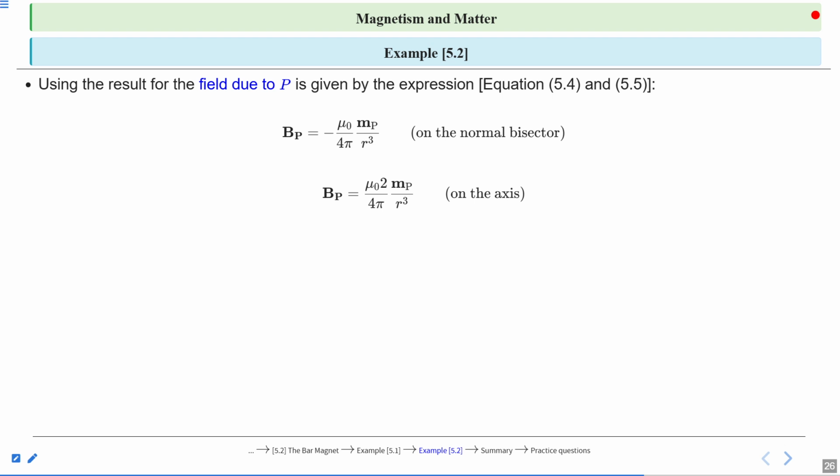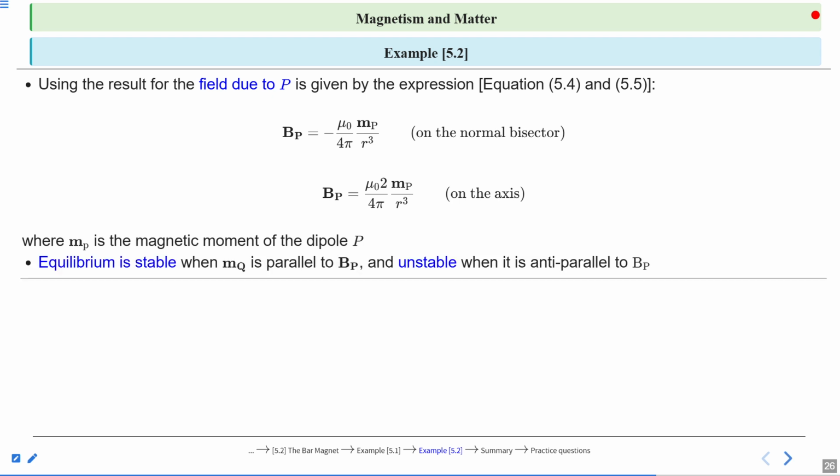And the above expression is for the normal bisector. The magnetic field at the normal bisector is given by this, and the magnetic field on the axis, along this magnetic dipole moment of P, is given by BP equal to mu naught 2 MP upon 4 pi r cube. This is the magnetic field on the axis, where MP is the magnetic moment of the dipole P.